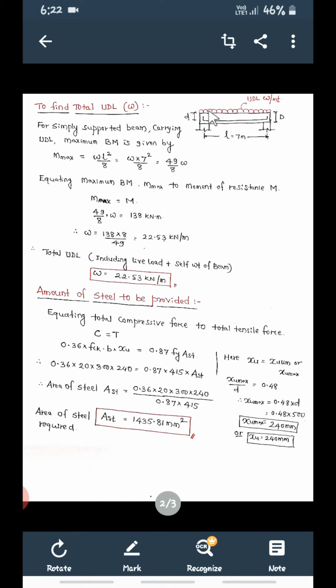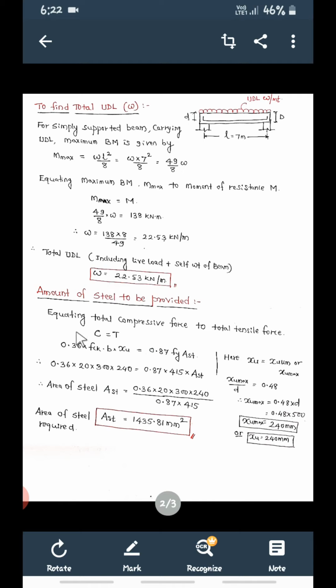Means the intensity of this UDL will be 22.53 kilonewton per meter. Per meter means for 1 meter, the load is 22.53 kilonewton. So this is the total UDL which is coming on the beam. So W is equal to 22.53 kilonewton per meter, which includes live load plus self weight of the beam. Including both, it is 22.53 kilonewton per meter. So this is the first quantity they have asked, and we have found out the total UDL.